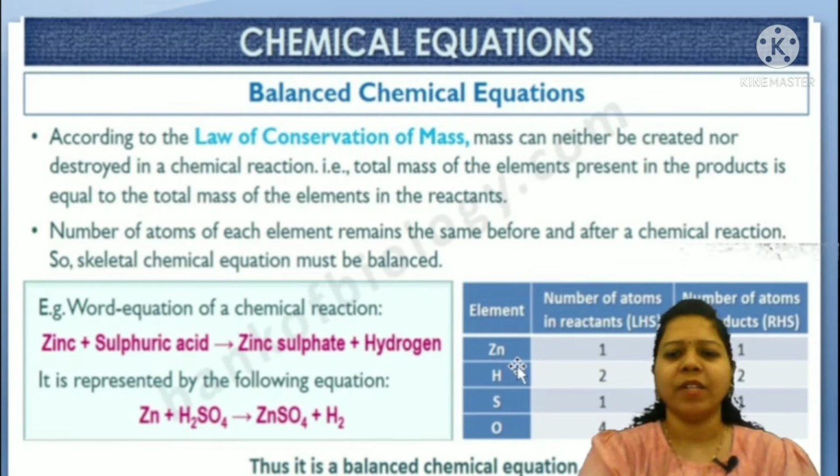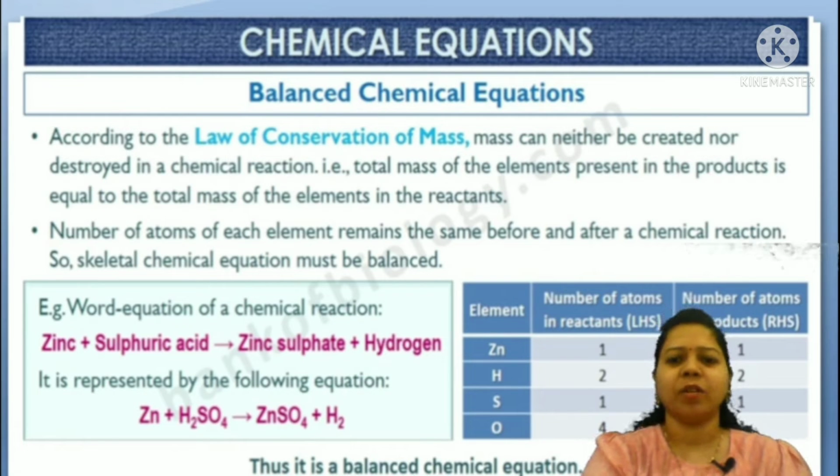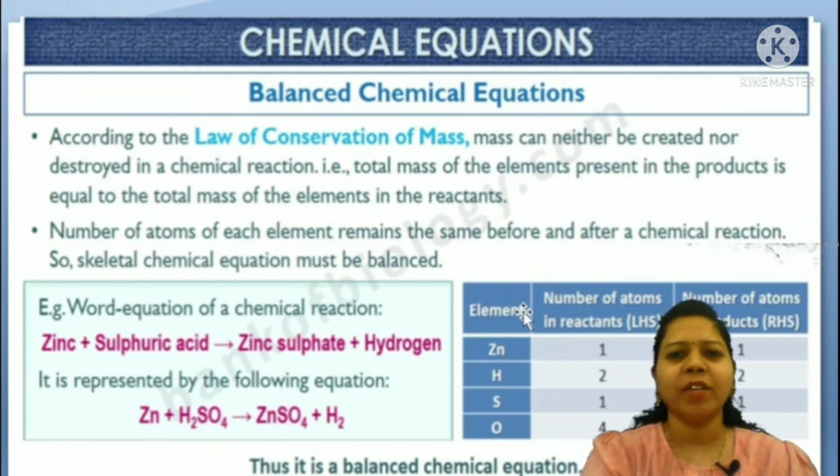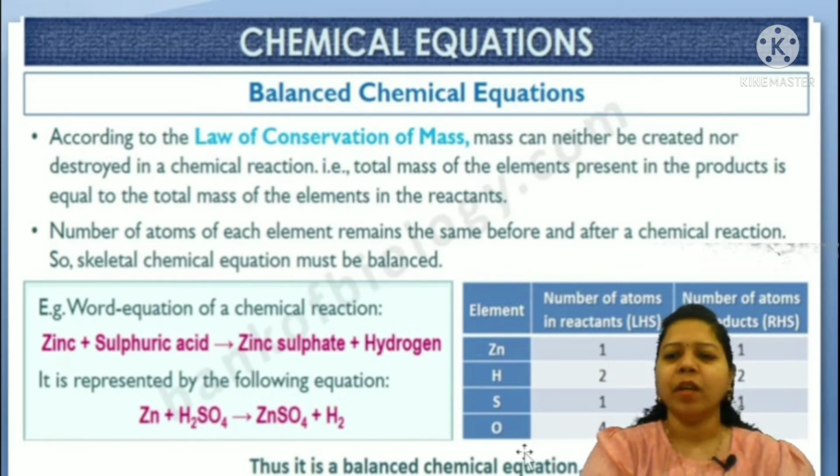Here in this chart, we'll see what is given. We need to make a chart like this to balance the chemical equation. First, we write which elements and how many elements are present in that chemical reaction. Then the number of atoms in reactants and the number of atoms in products. See, zinc at reactants, how many zincs are there? Only one. And at the product side it is also one.